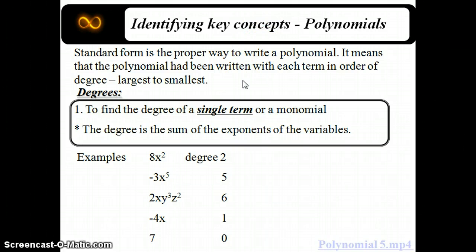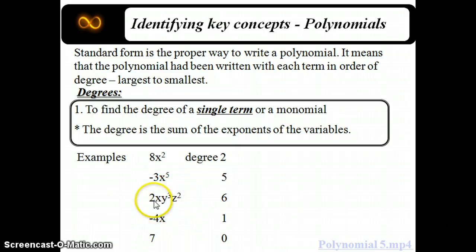Identifying the degree of a polynomial. The degree of the polynomial is the degree of a single term. So for example, here the degree is whatever the exponent is attached to the variables. So this would have degree of 2. The coefficient does have a degree of 1, but that does not count. The only thing that matters when you're dealing with a degree is the exponent on the variables. So this would have a degree of 5.